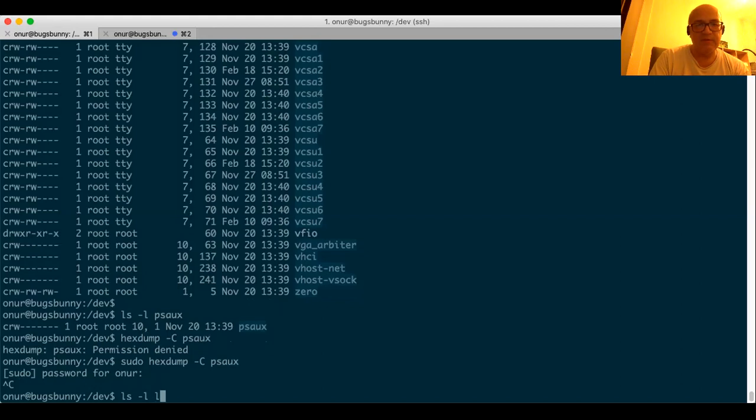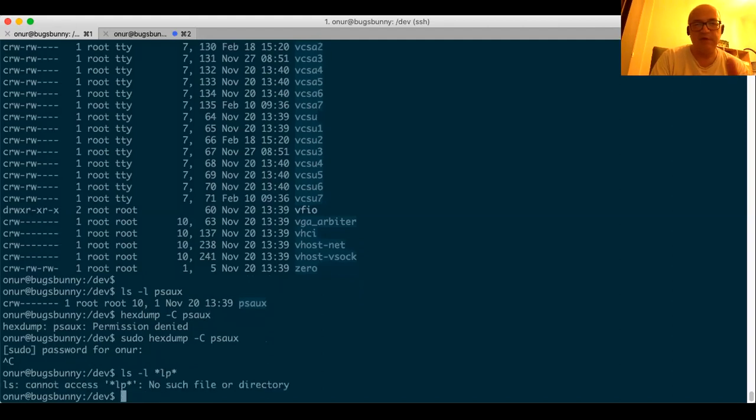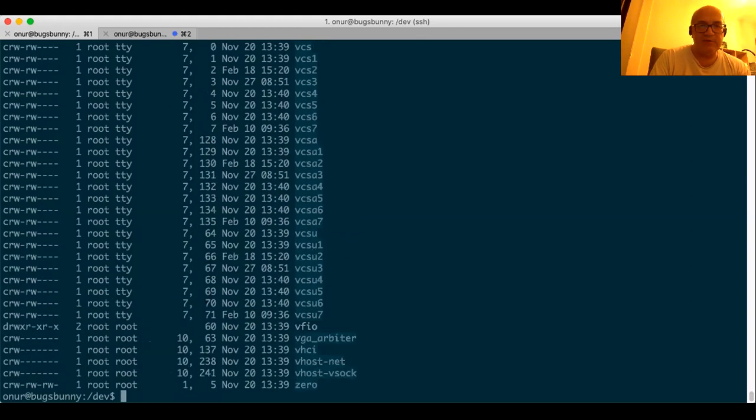There is no line printer device currently connected to my machine, but if you have a line printer device connected and you write something to that device, it will come out from your printer and so on. So these are all possible. I would like you to focus on these numbers.